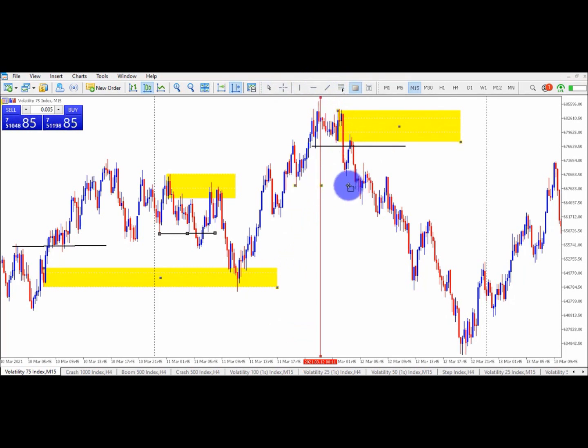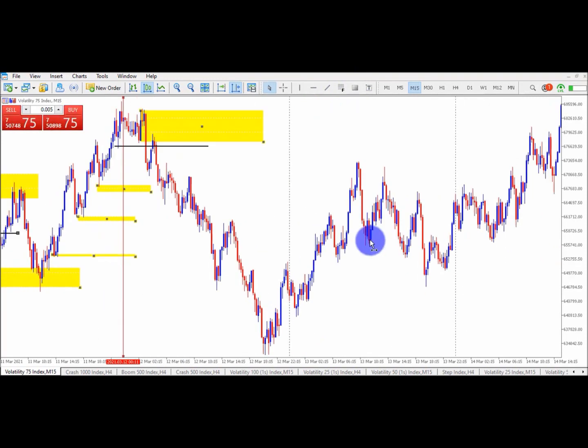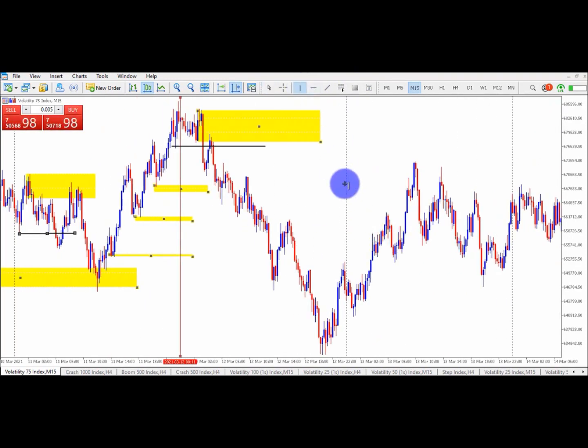You are targeting the lows. Why? Because we are going down. If you were going up, you will be targeting the highs. So your take profits are these highs as you go down. So this is a very simple strategy which you need to be using at every day beginning.